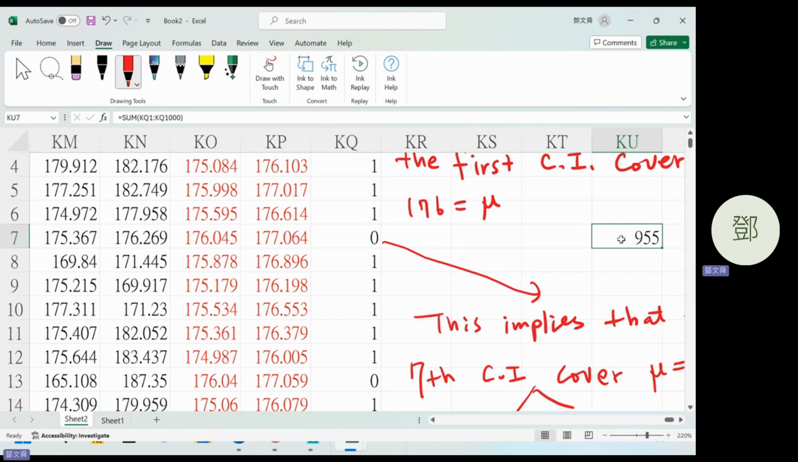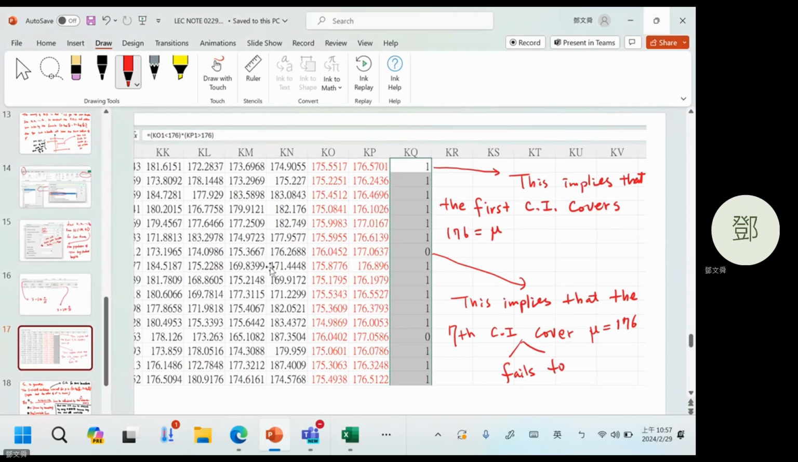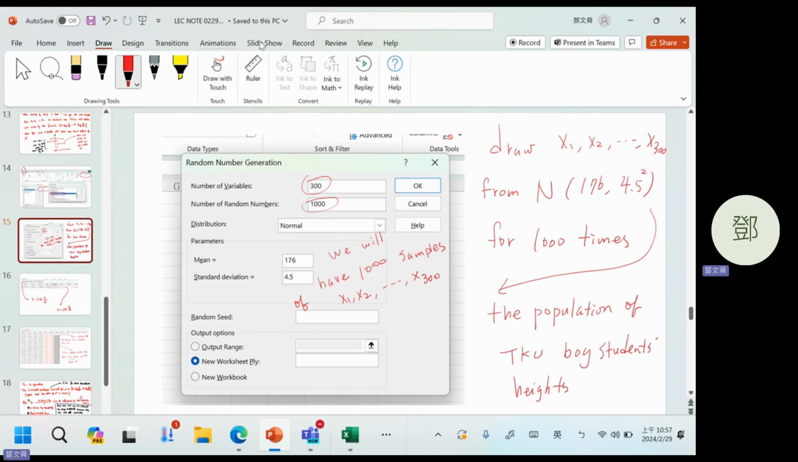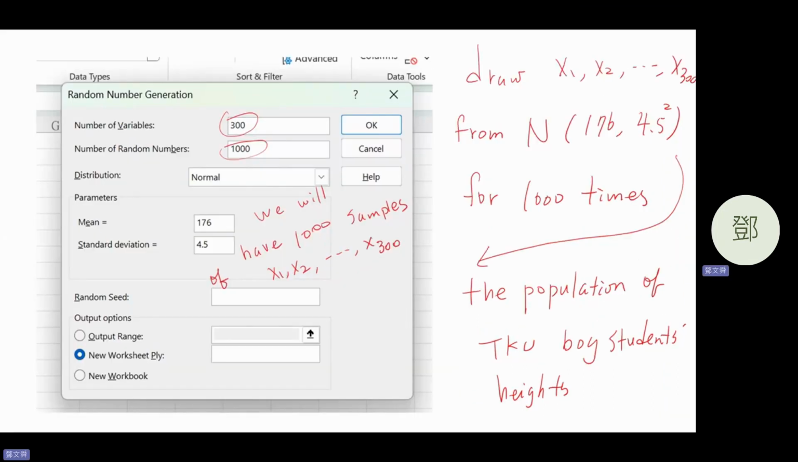I want you to repeat this simulation back home. If you want to do the simulation at home, you can change things. You can make the sample size 500, and 1,000 you can make into 2,000. And you can also change the values of mu and sigma.